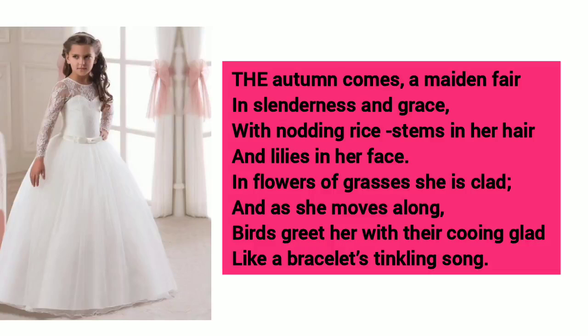lilies in her face. Now what do you mean by rice stem? See, the pictures are given in the textbook. What does it mean? During the autumn season the rice is actually ready for harvesting, and that is why they have been compared to rice stems. Like they are saying, with nodding rice stems in her hair, which means that rice grows in that season, and that beautiful girl has rice stems in her hair. And lilies in her face. Lilies also grow in that particular season, therefore lilies are also involved.